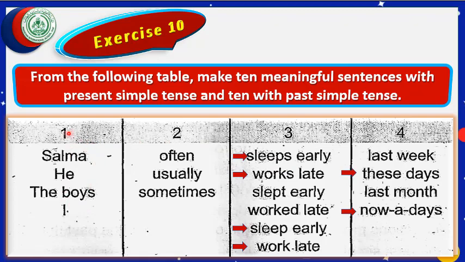we can use any subject from the first column. That is okay, no problem will be here. All these subjects can be used while making sentences in present simple tense and in past simple tense. These are the adverbs given in the second column. All these adverbs can be used with any subject while making sentences in present simple tense and past simple tense. No problem will be here also. But while making sentences, you have to be careful when you come to column 3.